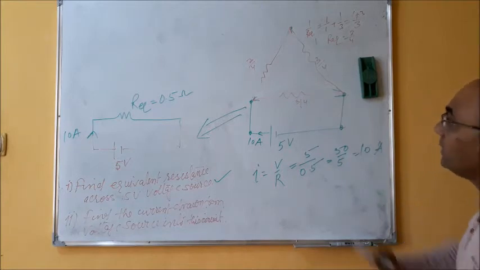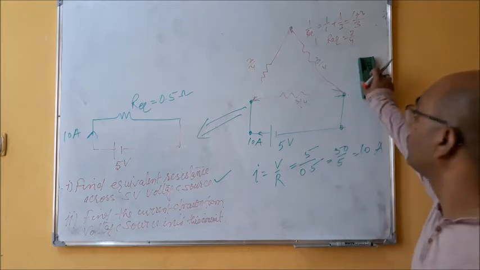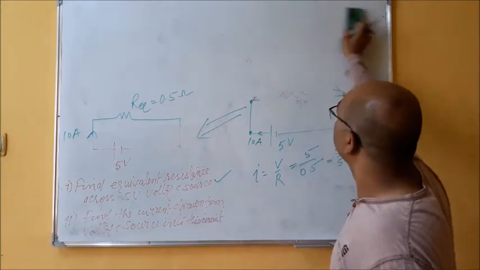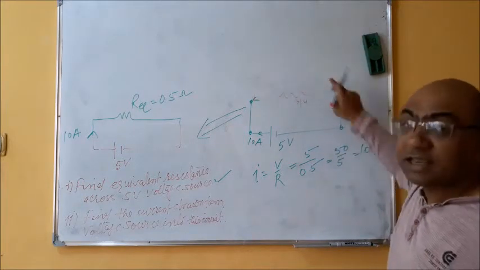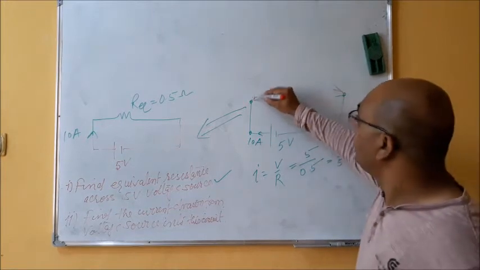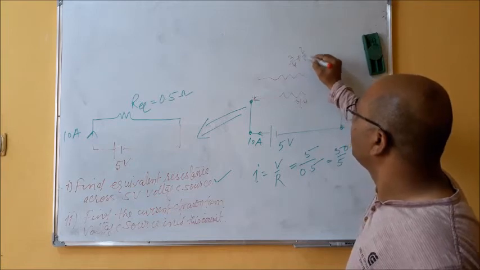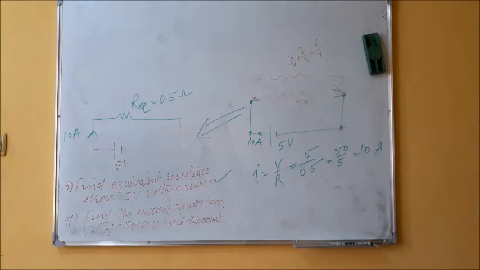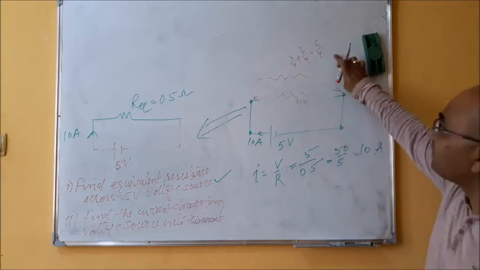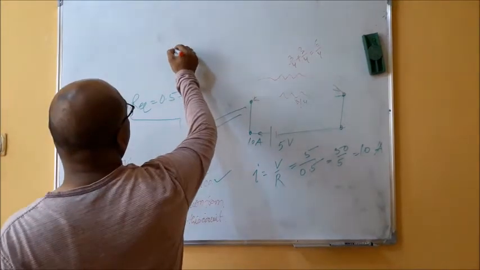Right? Now you see 3 by 4, 3 by 4 are in parallel. So what can I do? Oh sorry, 3 by 4 and 3 by 4 are in series because the same current is flowing in both. So what can I do? So 3 by 4 plus 3 by 4 will give you 6 by 4. Right? This is fine. So if this is 6 by 4, now you see 6 by 4 and 3 by 4 again are in parallel.